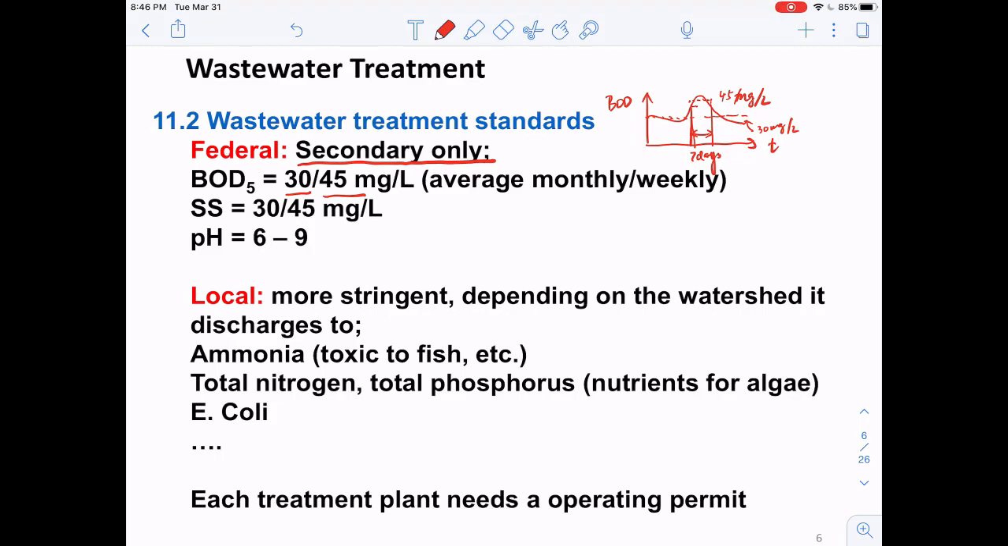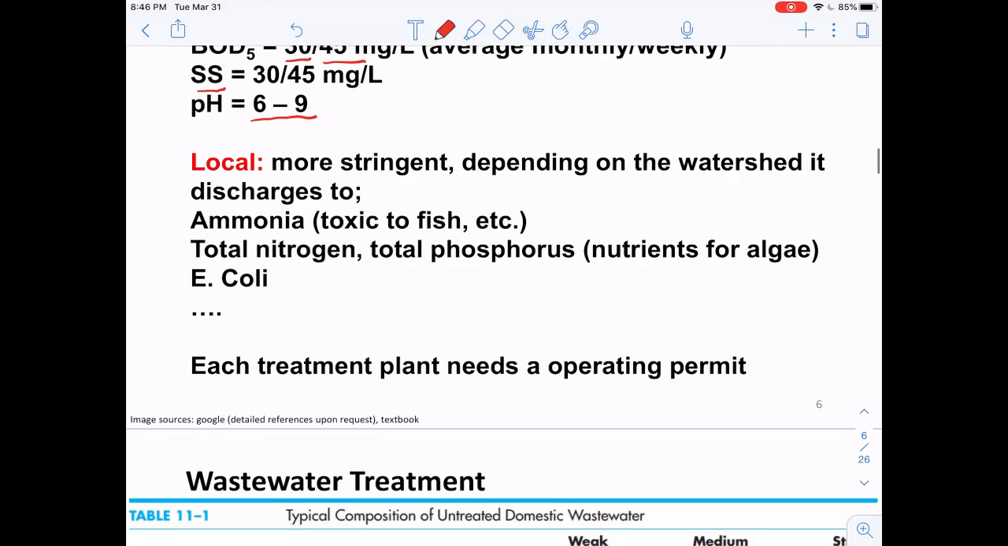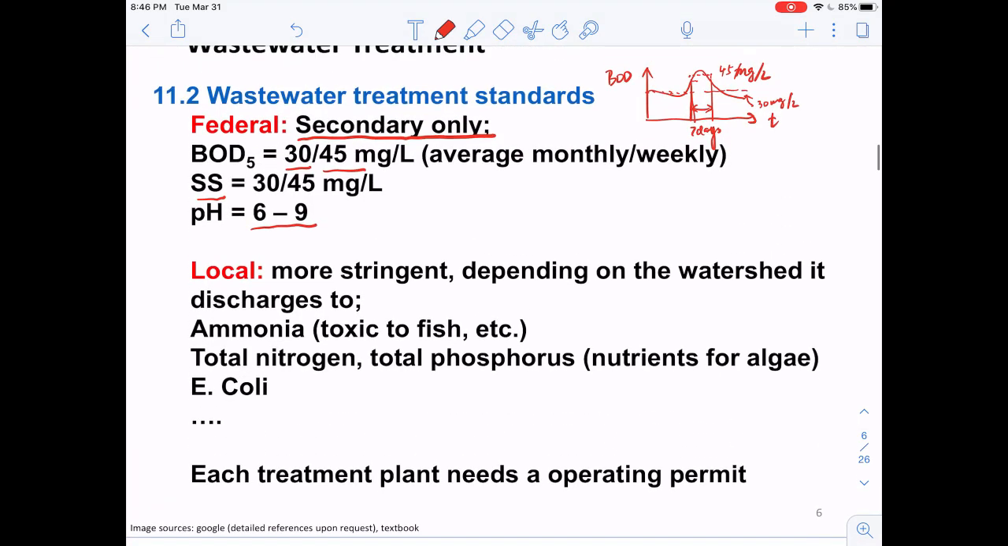This also applies to the suspended solids, or the SS. For the suspended solids, the average monthly concentration needs to be lower than 30, and the average weekly concentration needs to be lower than 45. And in terms of the pH, the federal limits regulate that the pH has to be within the range between 6 and 9.